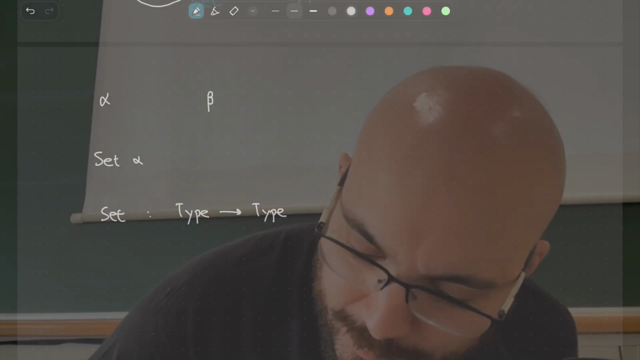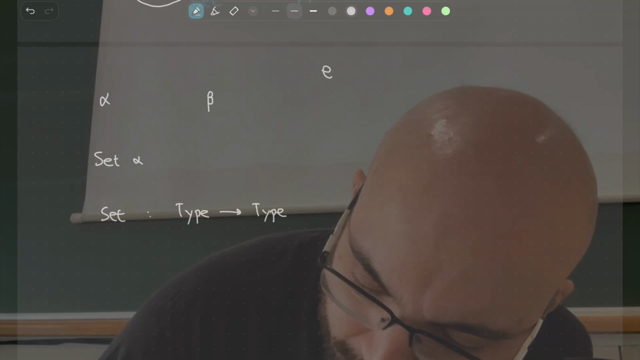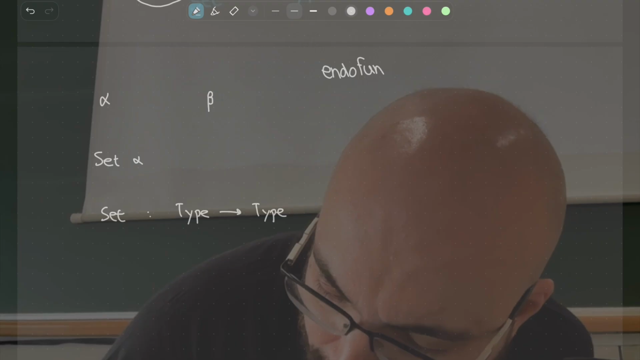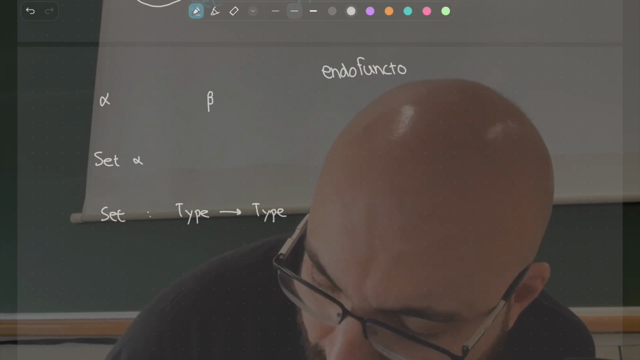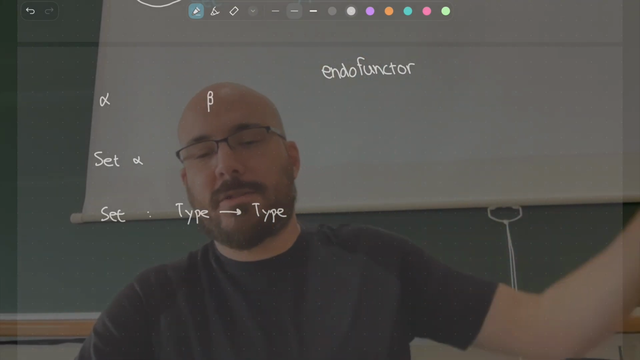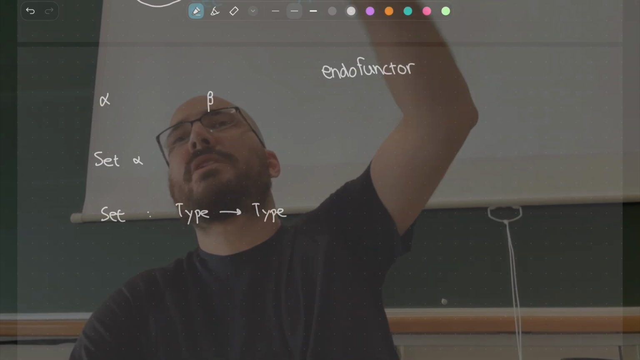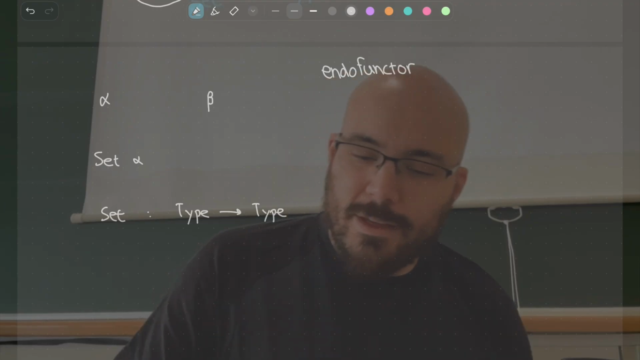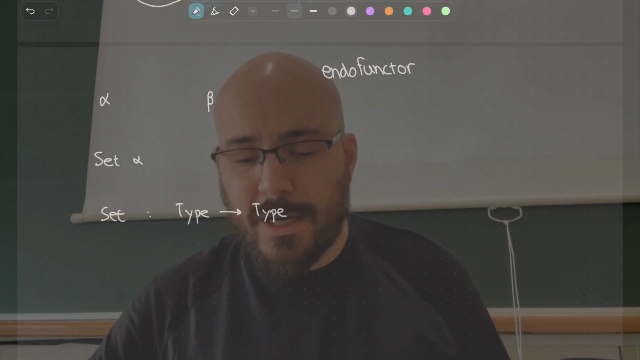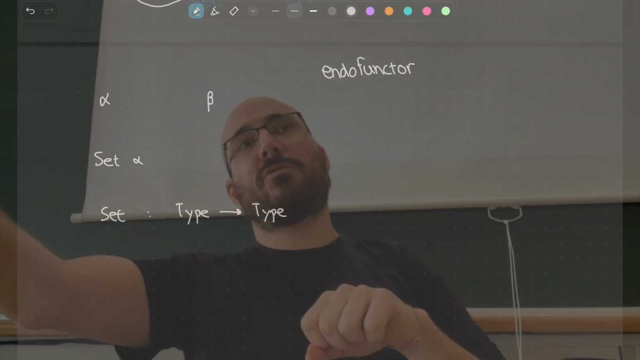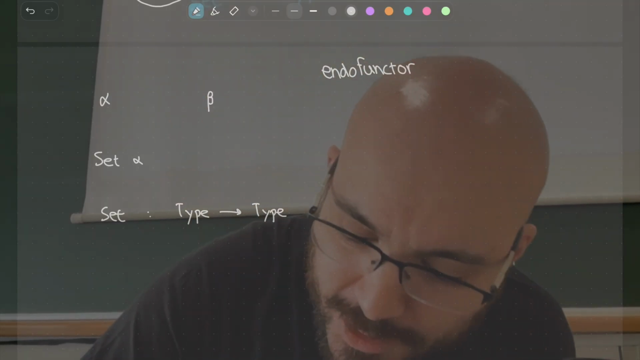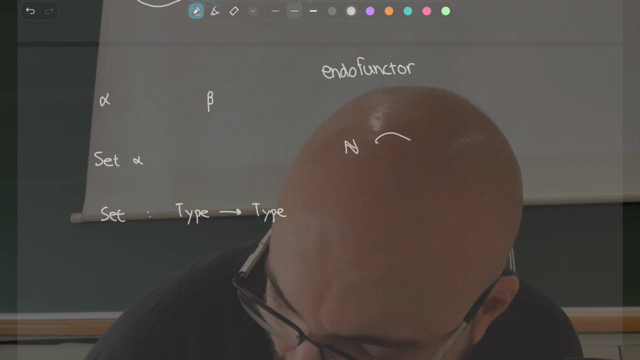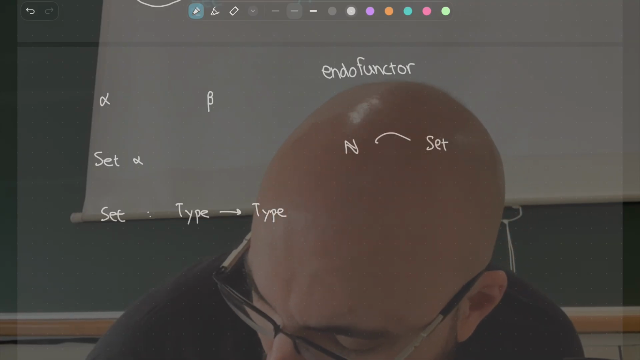To scare people away from our stuff, we call these things endofunctors. But if you remember endo, or if you're Greek, it's not really scary. It just means a functor from something to itself. Okay, so it is a functor from the category of types to the category of types. I can apply it to any object, and it will give me back an object. So I apply it to this object, which is lying around in my world of types, and it will give me back this type.